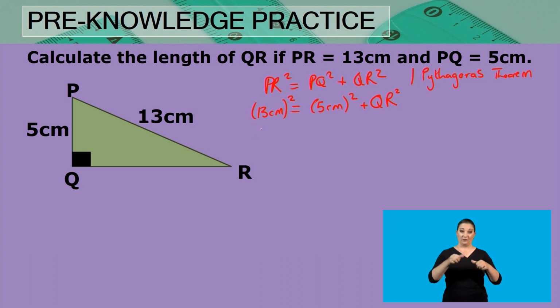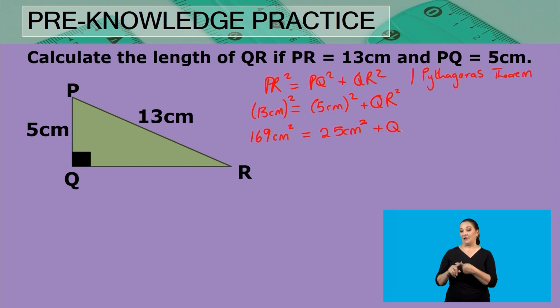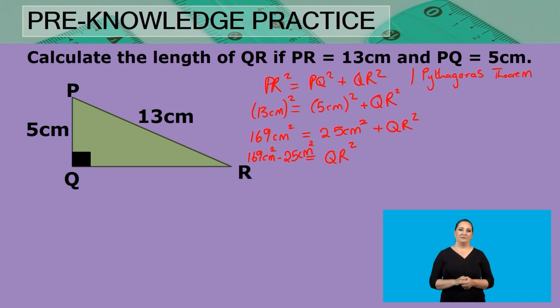Then 13 centimeters squared is 169 centimeters squared. That is equal to 25 centimeters squared, when we square that 5 centimeters, plus QR squared. And for us to solve for QR squared, we need to use the additive inverse of 25 centimeters squared. So we are going to say 169 centimeters squared minus 25 centimeters squared, and that is equal to QR squared.